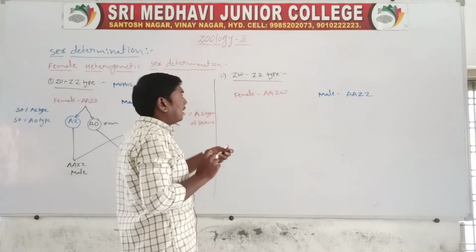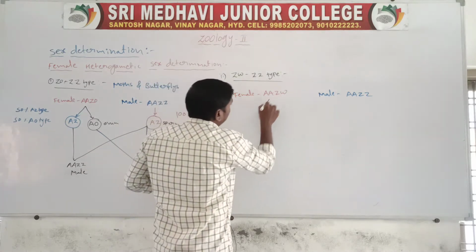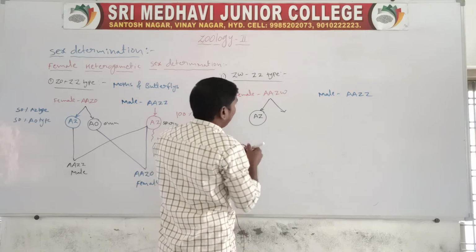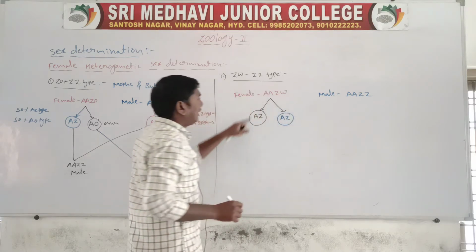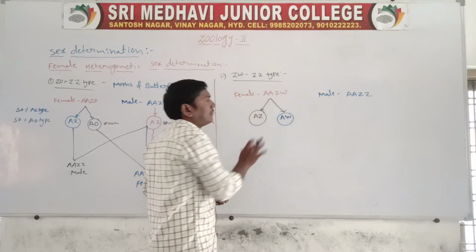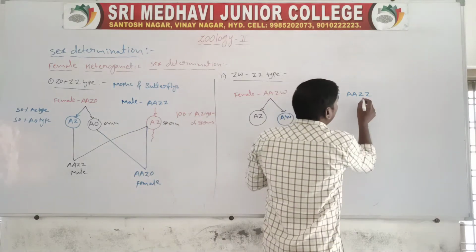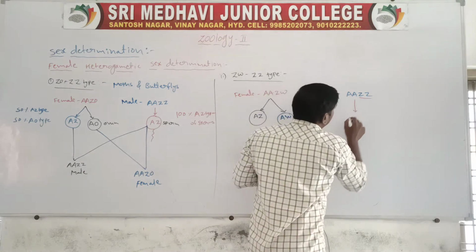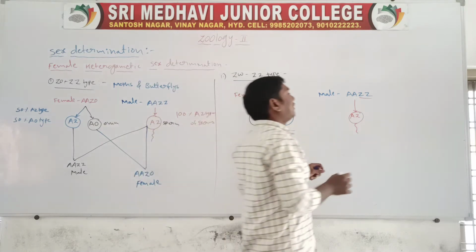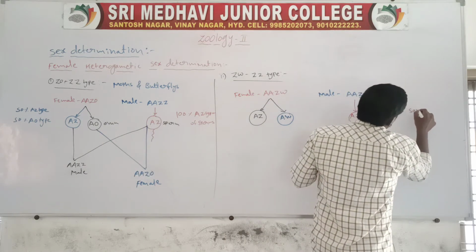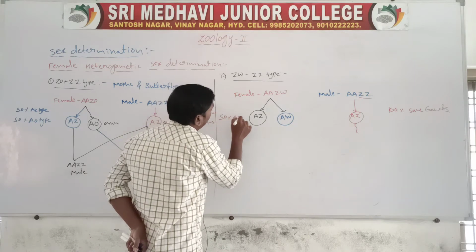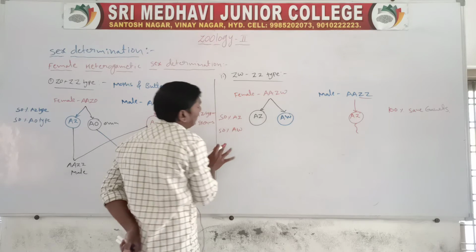Next, taking the gametes: 50% AZ type ovum and another 50% AW type ovum. In the male, which has two Zs, there are 100% similar gametes, AZ type sperms. The male releases 100% same gametes, but the female releases 50% AZ type and another 50% AW type.